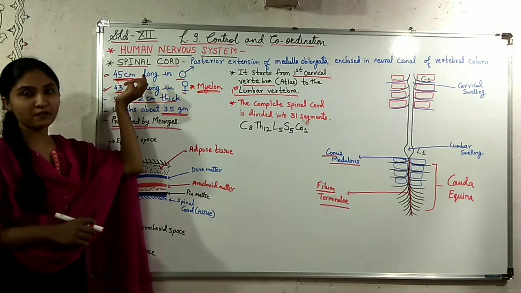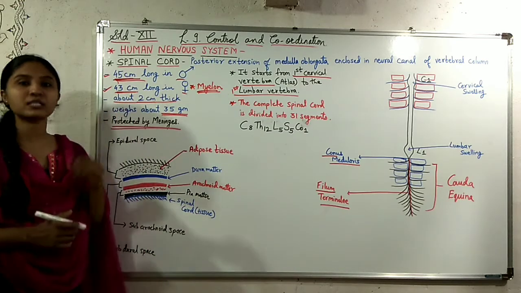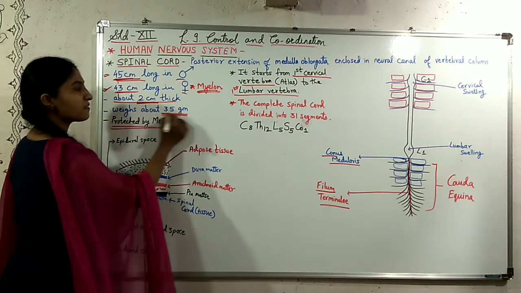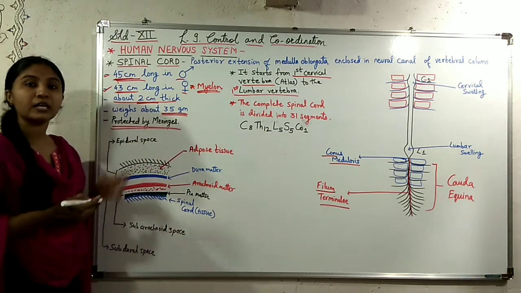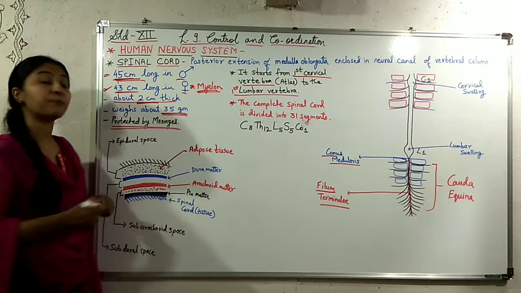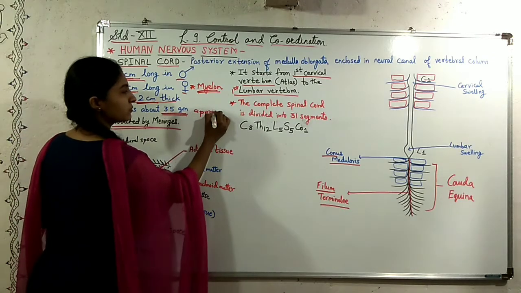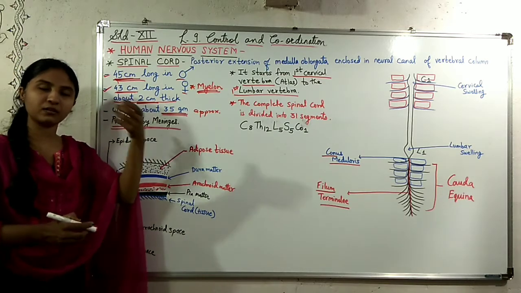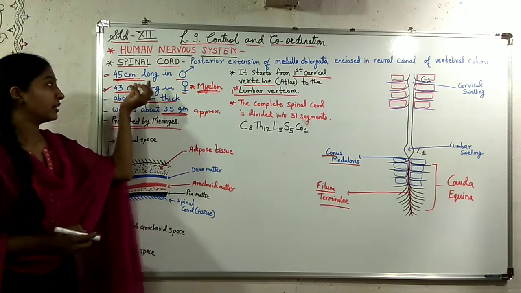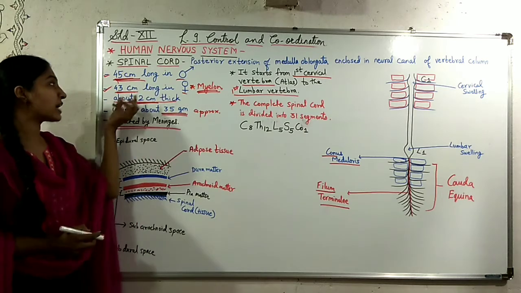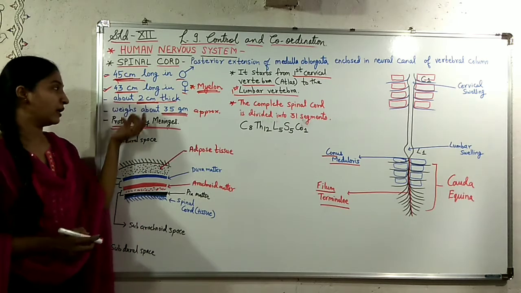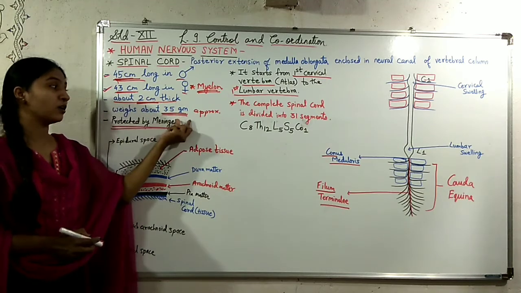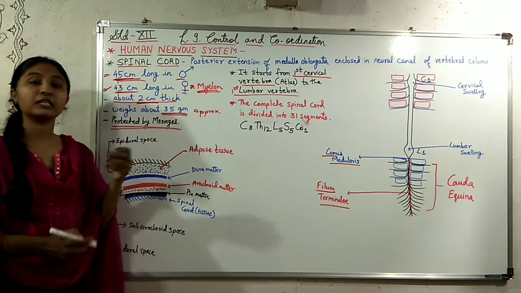In males it is 45 centimeters and in females it is 43 centimeters, and it is about 2 centimeters thick and weighs approximately 35 grams. So the length is slightly longer in males, that is 45 centimeters, and 43 centimeters in females. 2 centimeters thick and about 35 grams approximately in weight.